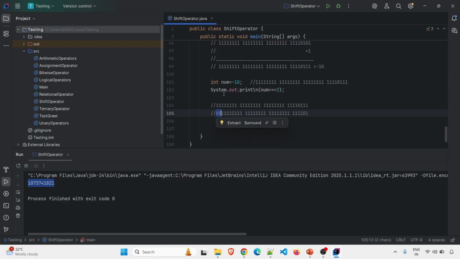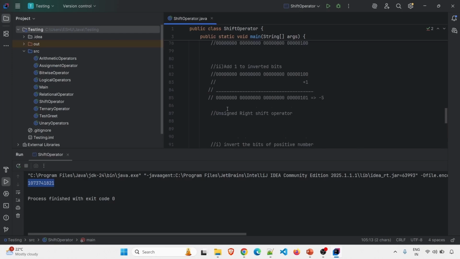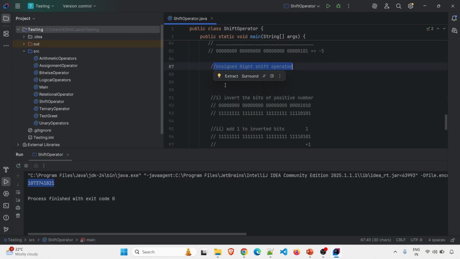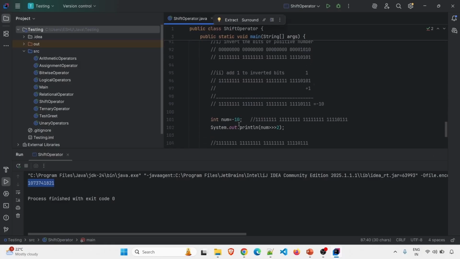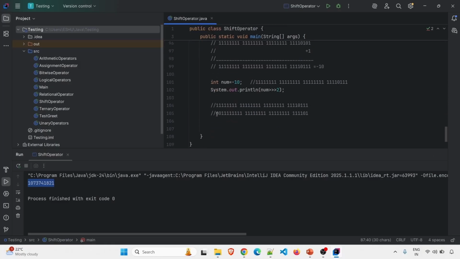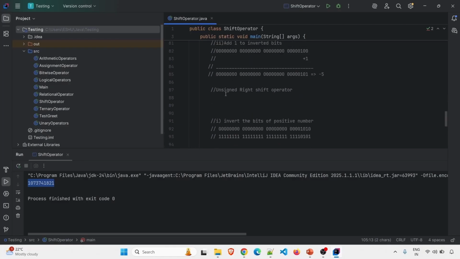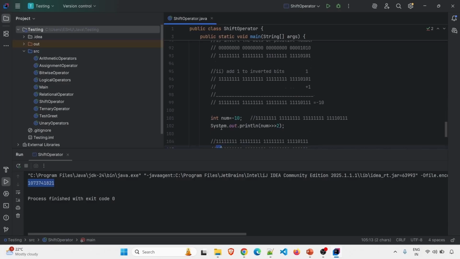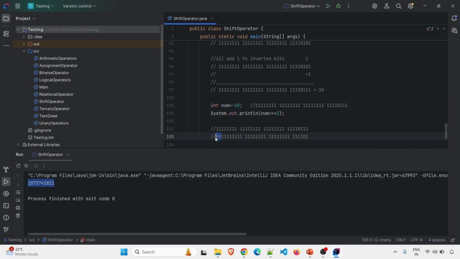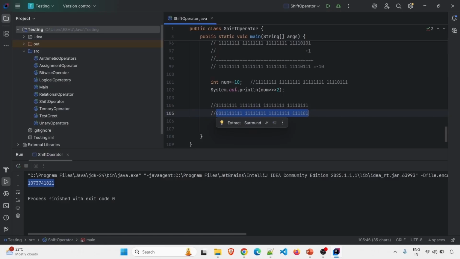Because we know this is an unsigned right shift operator. So we know that if there is a negative number, it will be converted to positive. For a positive number, we have to add 0. For a negative number, we have to add 1. Since this is an unsigned right shift operator, we have to add a positive value, so we will be adding 0. I hope it is clear. Now we got the final output for this unsigned right shift operation.